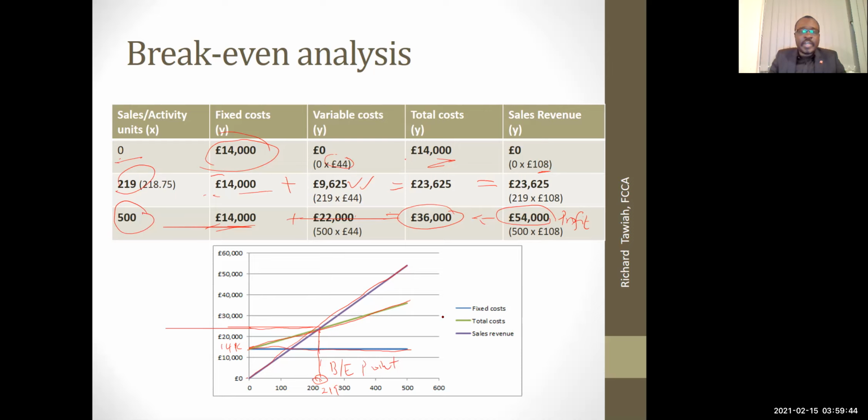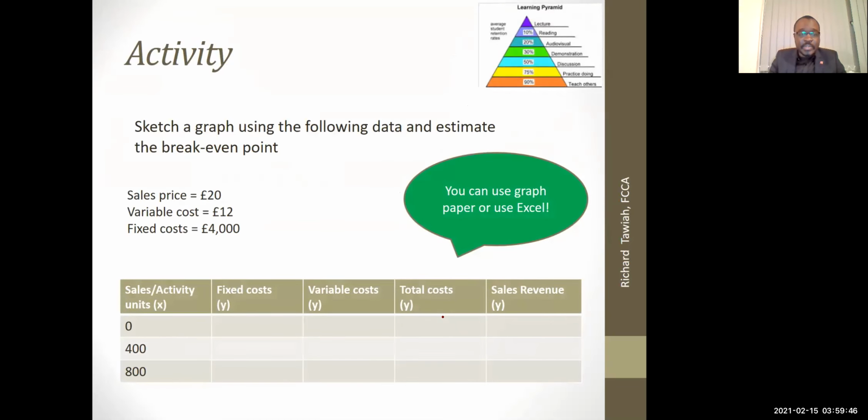All right, very easy and straightforward, something we've looked at. So you can always sketch a graph using the estimate of the points, and then find out your break-even. So let's take another example. Selling price is 20, variable cost per unit is 12. Fixed cost is 4,000. Let's plot them.